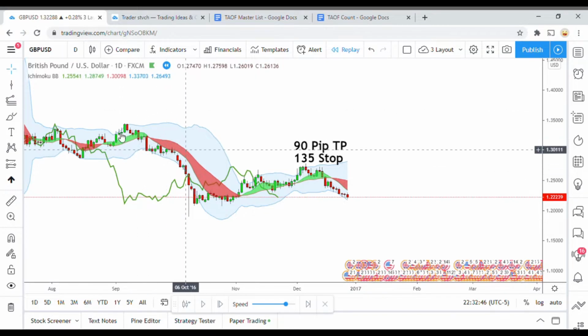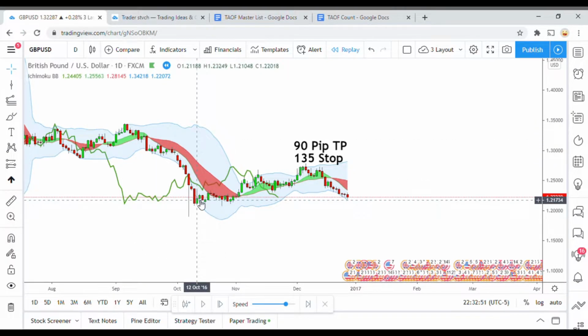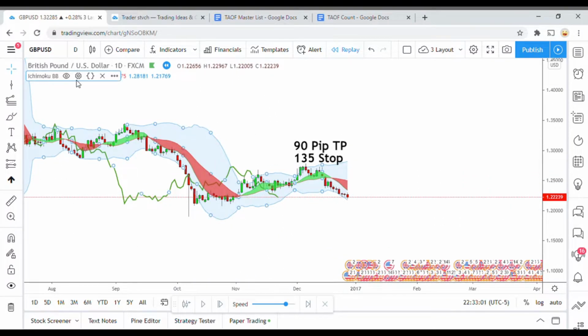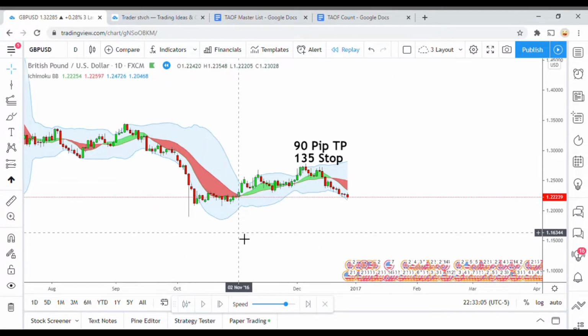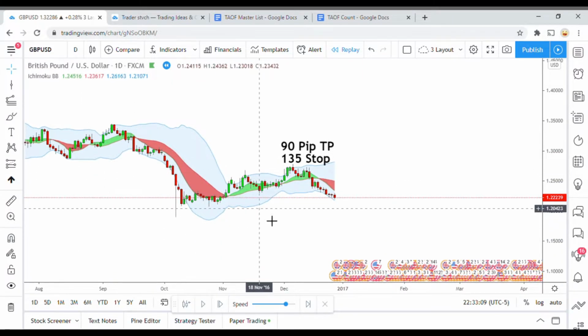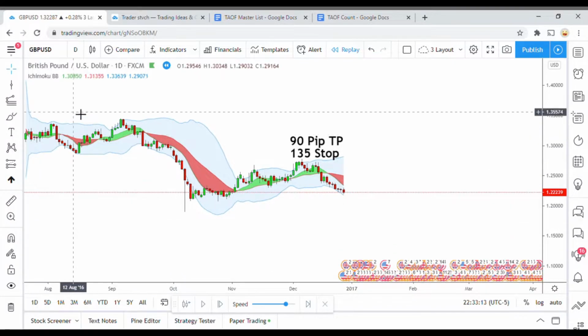A perfect example of that is right here. We get a strong push to the downside, and price action doesn't break below that lagging span until way down here when the move is almost completely over. So, in my opinion, the lagging span is not a good way of identifying the main trend, if you wanted to identify it at all.